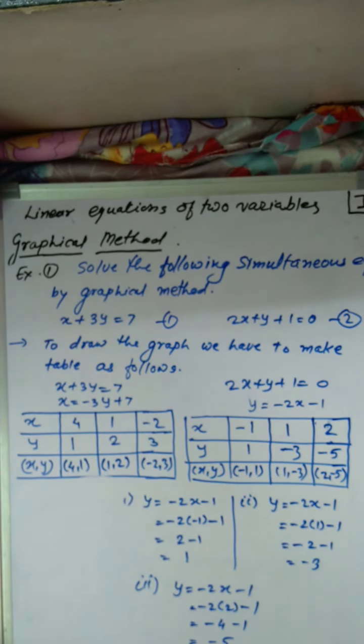Now, we plot the graph on graph paper, and the point of intersection of these two lines is the solution of that equation, because that point satisfies both equations. Hence, that is our final answer. Now, we see the graph.